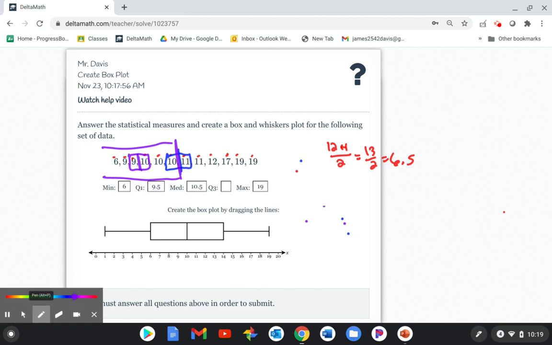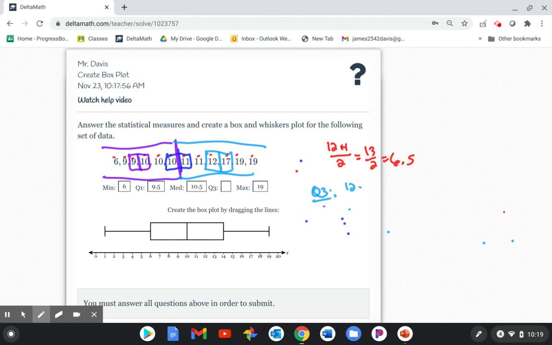And then lastly, the quartile 3 is going to be the middle of this half. Right in the middle of the 3rd and 4th, between 12 and 17. For that, maybe what you want to do is actually write it out. You do 12 plus 17 over 2. So that gives you 29 over 2. And that is 14.5. So that's right in the middle of 12 and 17, 14.5. So there's our 5-number summary.